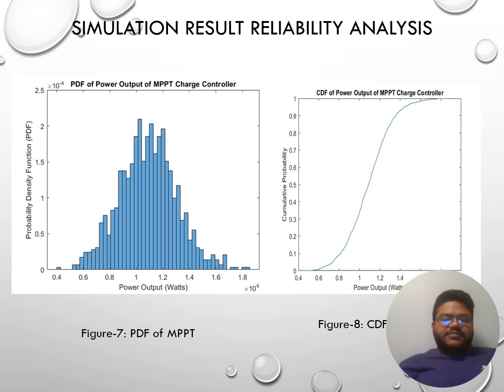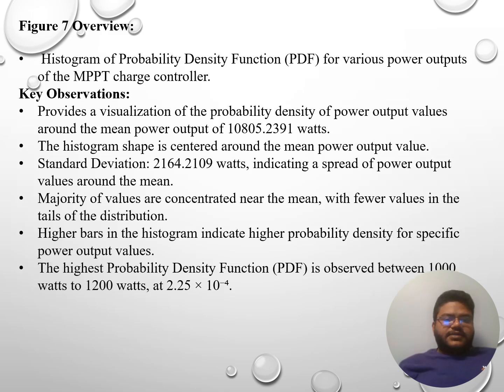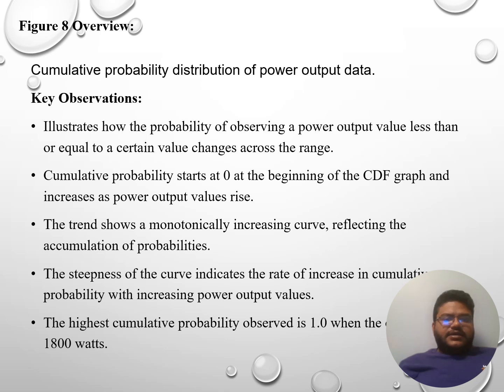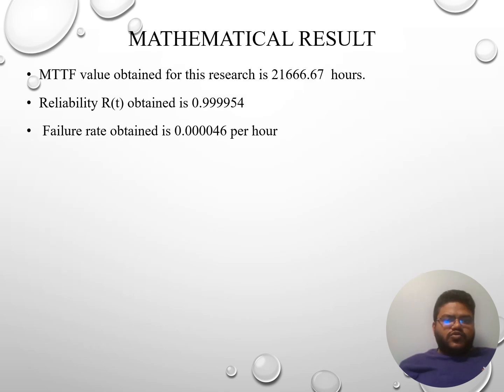We can see that as power output increases, there's also an increase in the cumulative probability. And then let's move on to the mathematical result that we obtained.